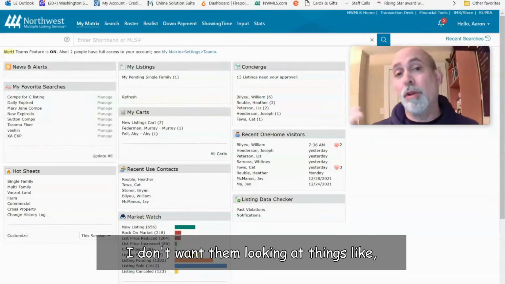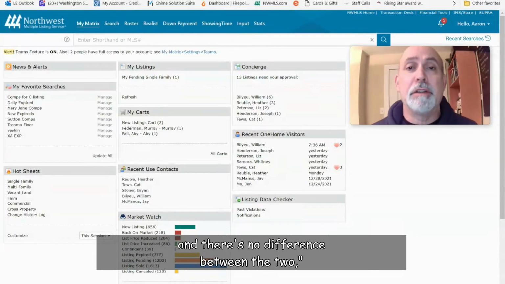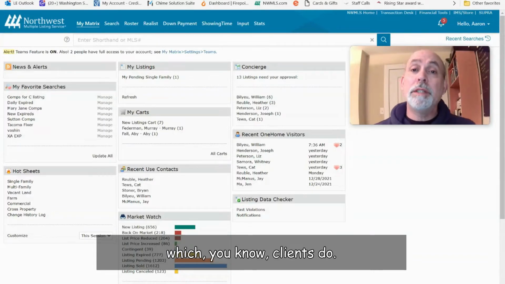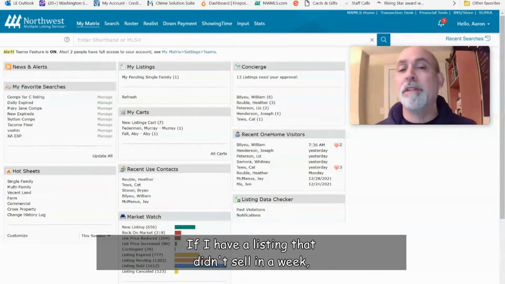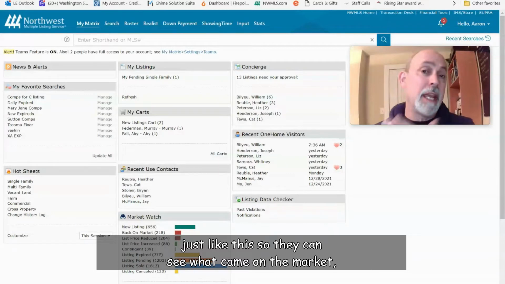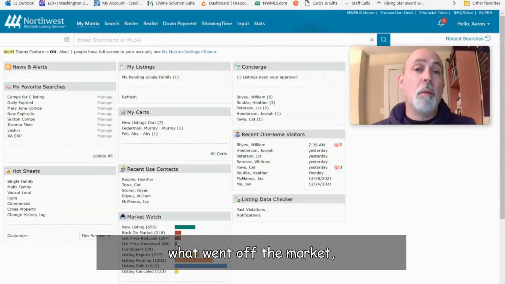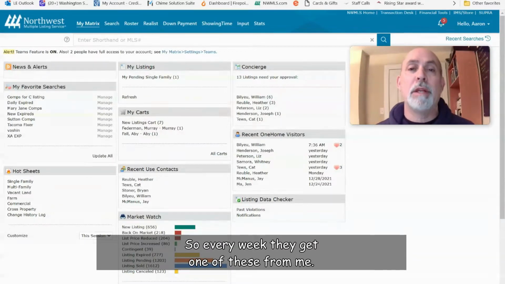I don't want them looking at things like, oh, well, that house is 1,900 square feet, mine is 1,500, and there's no difference between the two, which, clients do. I also use this exact same thing every week on my listings. If I have a listing that didn't sell in a week, which happens occasionally, I update them every week just like this so they can see what came on the market, what went off the market, and where their house is positioned relative to everything else.